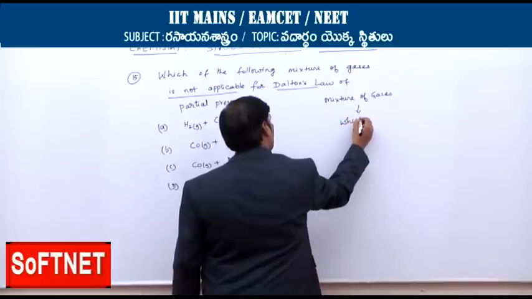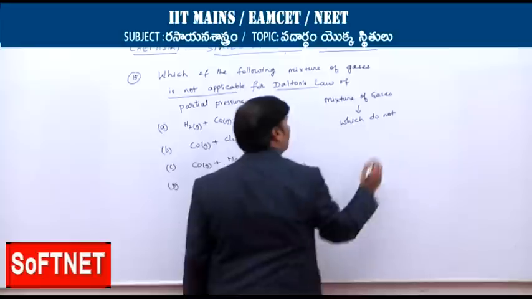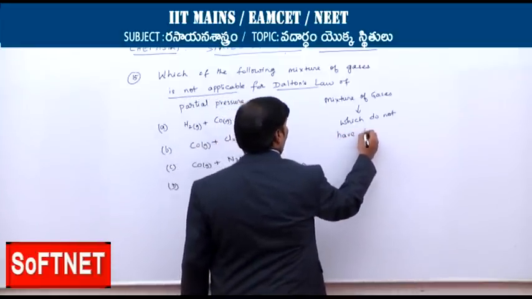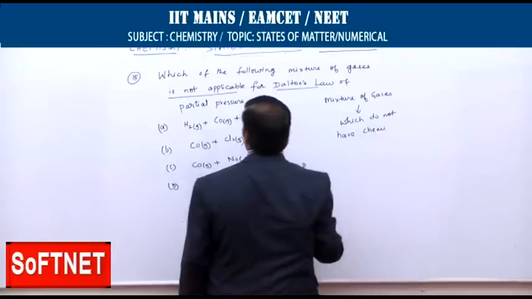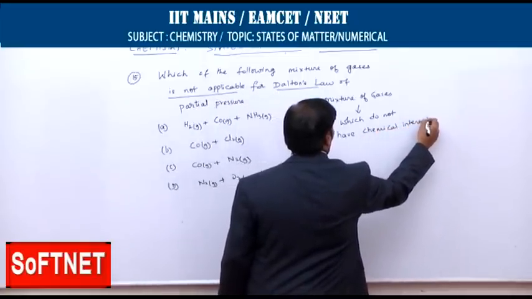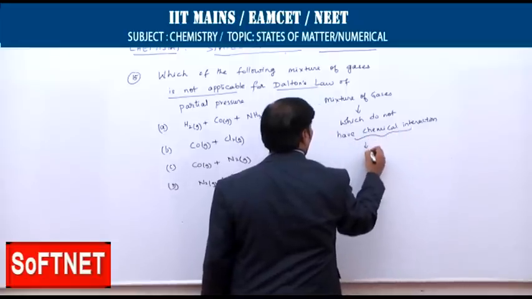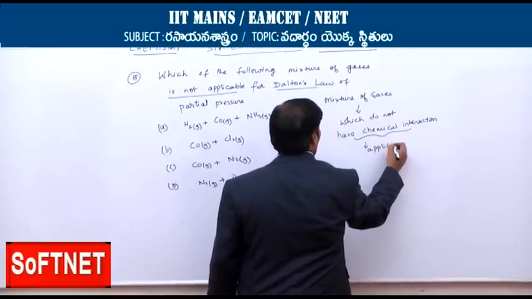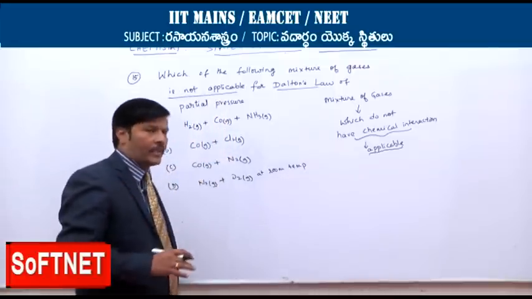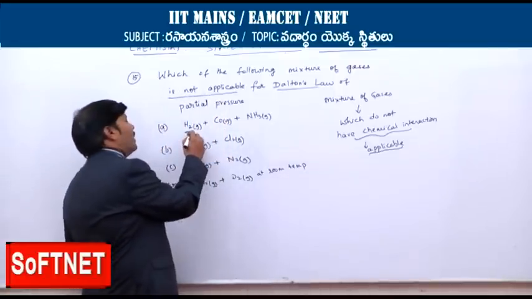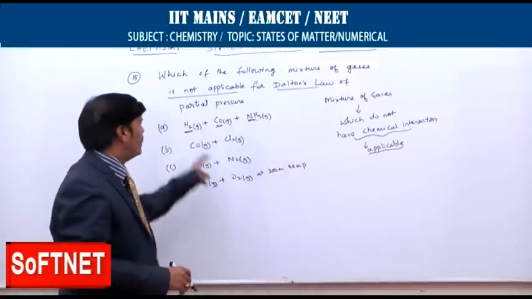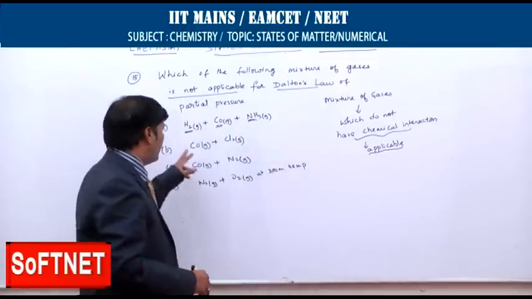which do not have chemical interaction, okay, are applicable. Applicable means, that means mixture of gases should not have any chemical reactivity. For example, under ordinary conditions you can't expect hydrogen to react with carbon monoxide. Carbon monoxide also will not react with ammonia. So, it is applicable. So, first option is not correct.